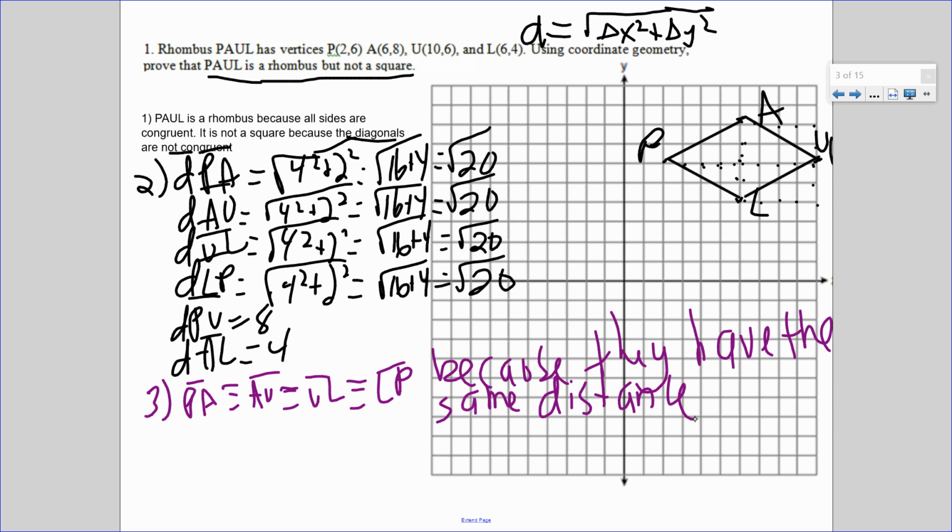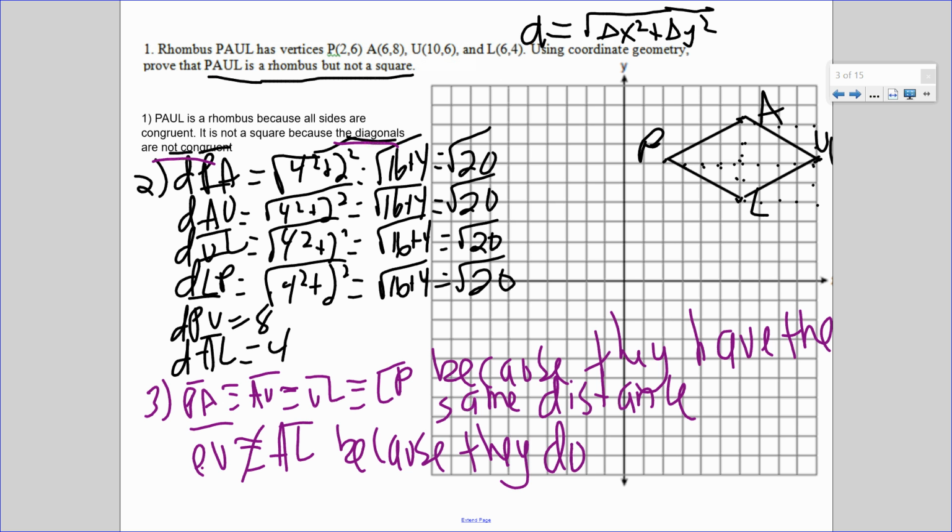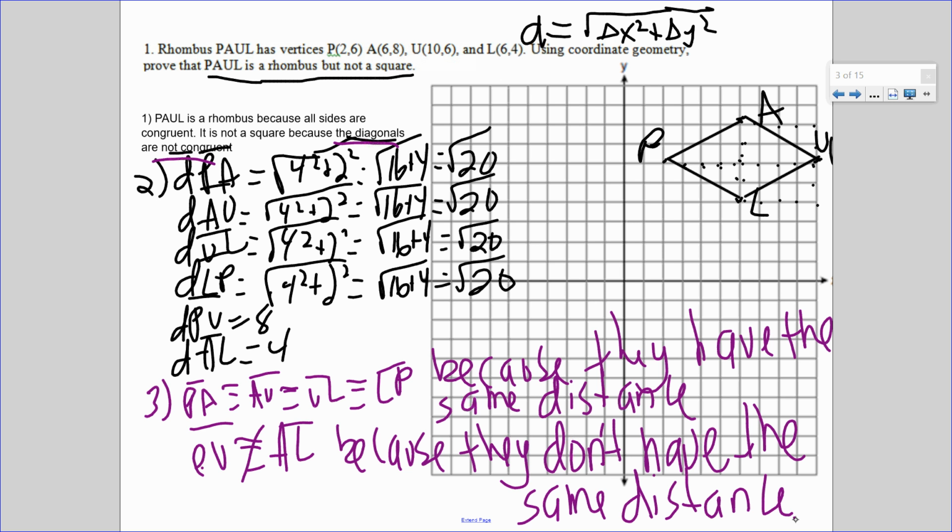Now, I said it's not a square because the diagonals are not congruent, so tell me the diagonals are not congruent. Tell me that PU is not congruent to AL because they don't have the same distance. This is a 6-point question in the Regents. It's a gift of a question.